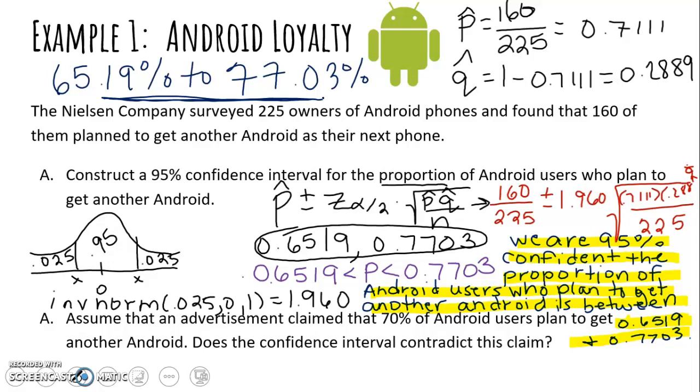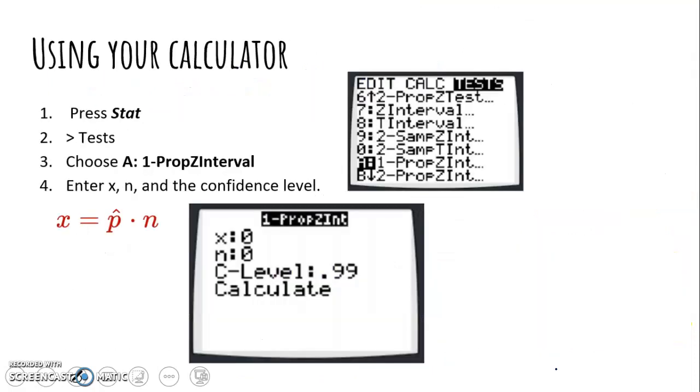So does the confidence interval contradict the claim? No, because 70% is included in the confidence interval. That means that the mean very well could be, or not the mean, the proportion very well could be 70%. All right.